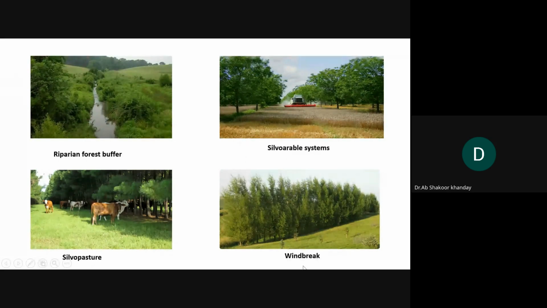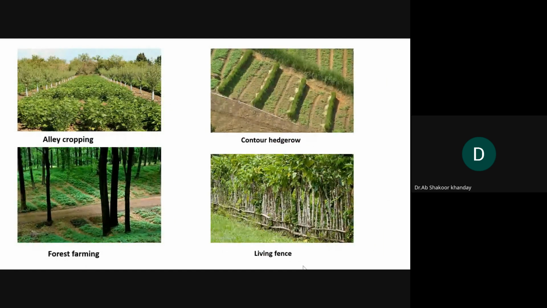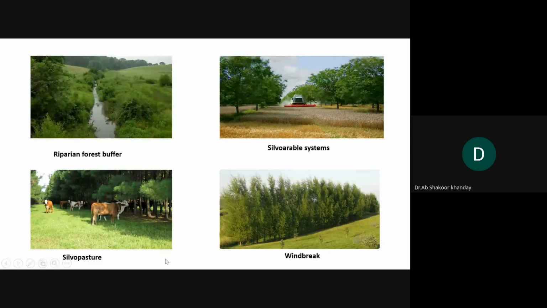So these all, let me repeat it once again, these are indispensable, because earlier I was talking that it is a holistic production system. So for example, if I am adopting the alley cropping, and I'm not adopting the windbreaks, that means all the components of the efficient agroforestry system I haven't adopted. So these are very important throughout the world. It has been accepted that these are core to any agroforestry system, that is alley cropping, contour hedgerow, forest farming, living fence, riparian forest buffer, silvo-arable system, silvopasture, and windbreaks.